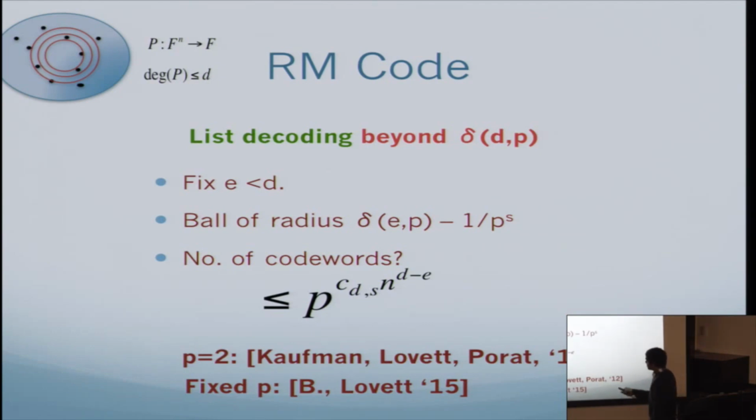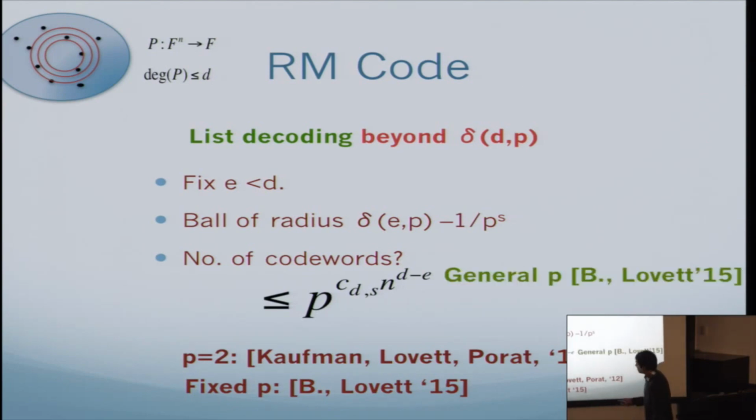So in fact, an upper bound of this shape was known for the binary case in a work by Kaufman, Lovett, and Porat, and in the fixed field, general fixed field case in an earlier work of ours. And in this result, we are able to extend this to general fields. In an earlier work, we actually had 2 to the Ackermann in p comma d comma s. In this work, we are able to pull down the p to its right shape. So now it's p to the whatever remains. And as we saw, the shape of n is the right shape and the shape of p is right.